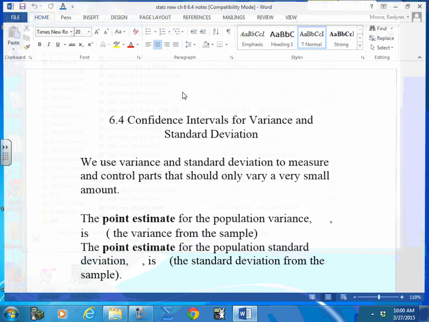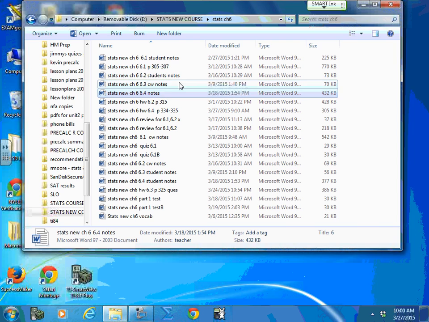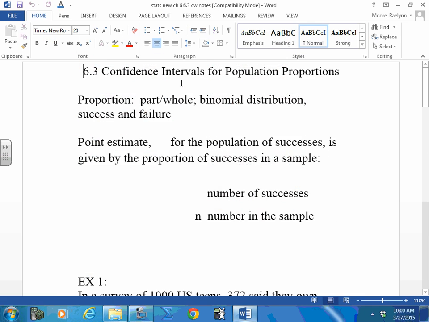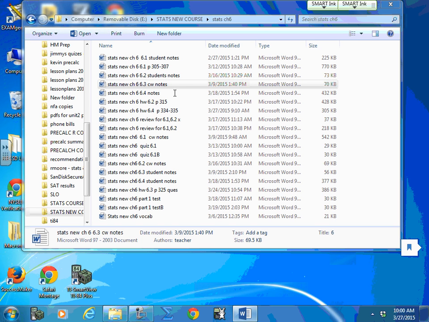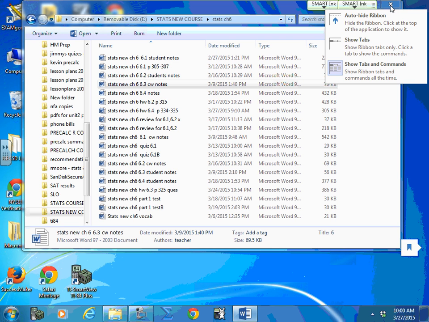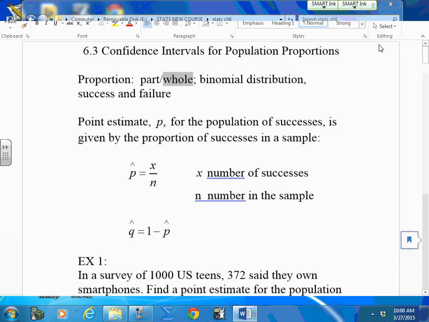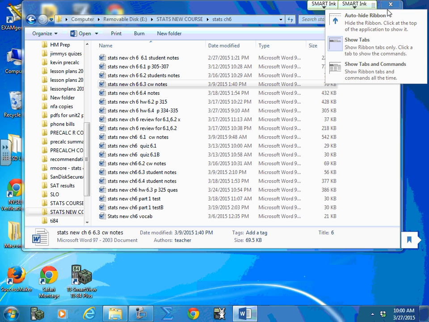Oops, wrong one. I gave you your class notes so that it'll help you. Oops, wrong one. There. For some odd reason, this is not working. I have no idea what this is.